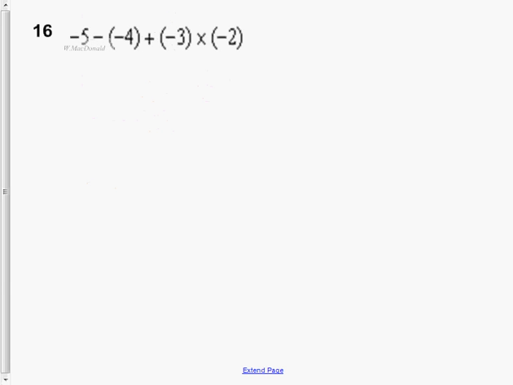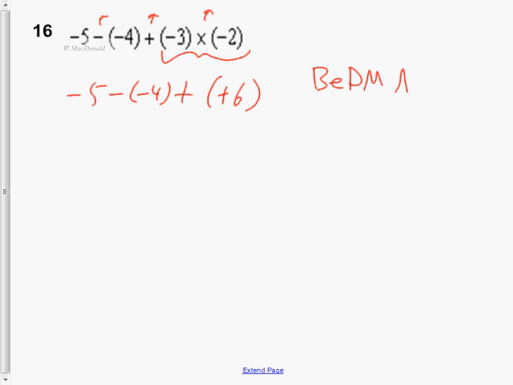Question 16. I have three operations: subtraction, addition, and multiplication. I'm going to do my multiplication first, which means I'm going to focus on it right here. 3 negatives times 2 negatives is positive 6. I now have only subtraction and addition left, so BEDMAS says do addition and subtraction in the order they appear from left to right. Now, some people think because A comes before S, you should do your addition first, but that's not true. This is all one step.